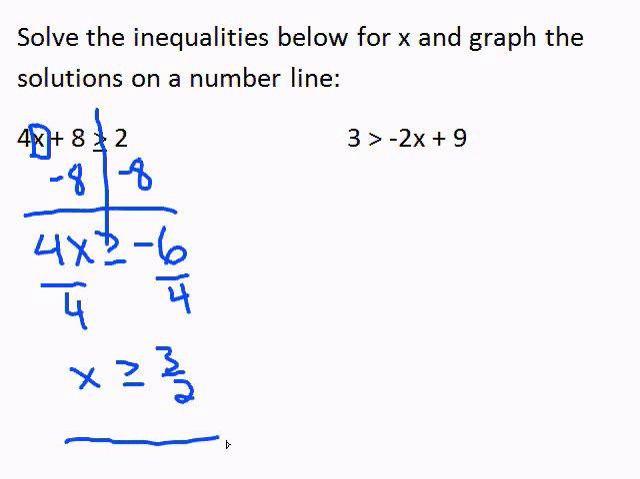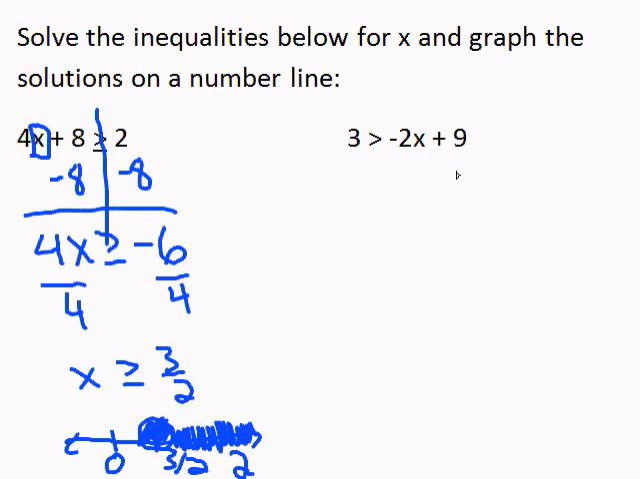Now to graph it, I'm going to put 3/2 on a number line, and a number before that, and a number after it, just to give me the direction of the number line. Now for greater than or equal to, since x can actually equal 3/2, we're going to use a filled in circle on 3/2. Now, since x is greater than or equal to 3/2, we're going to shade all of the values on the number line that are bigger than or equal to 3/2. So we're going to shade to the right.